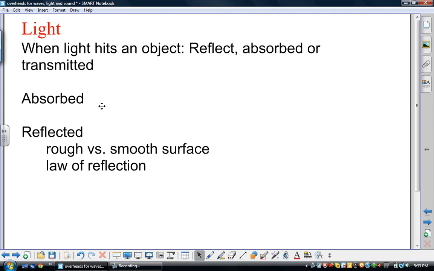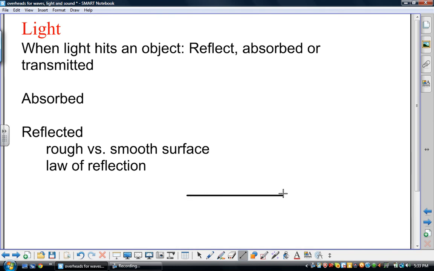That's why blacktop is hotter on a bright day than, say, a white surface. If the surface is very smooth, it tends to make it shiny, for instance a mirror or the surface of water. If the surface is very rough, then the light tends to be scattered in all directions and it's not reflective.